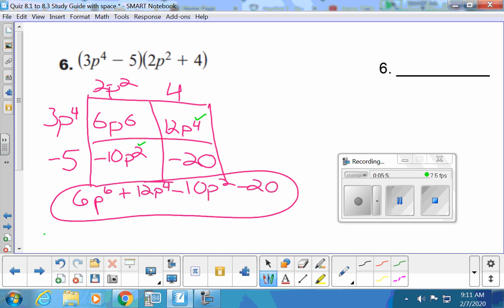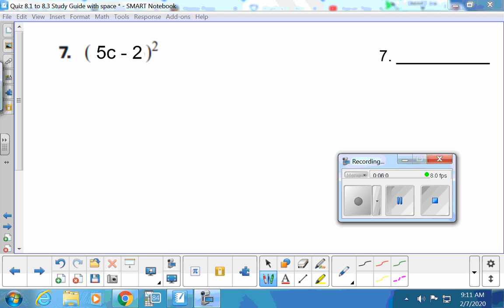Nobody combines in this one, okay? Nobody's combining. Nobody. There's your answer. We are going to do number 7 as board buddies and then call it a day for the weekend.